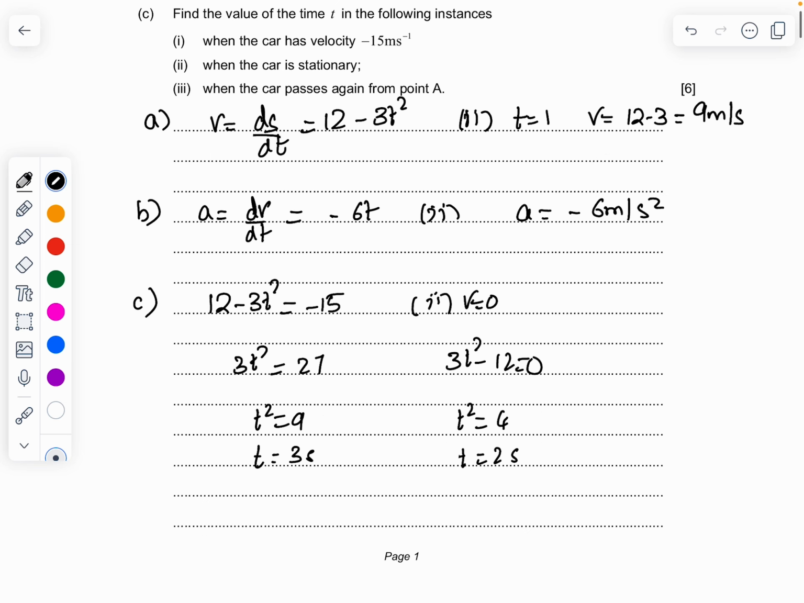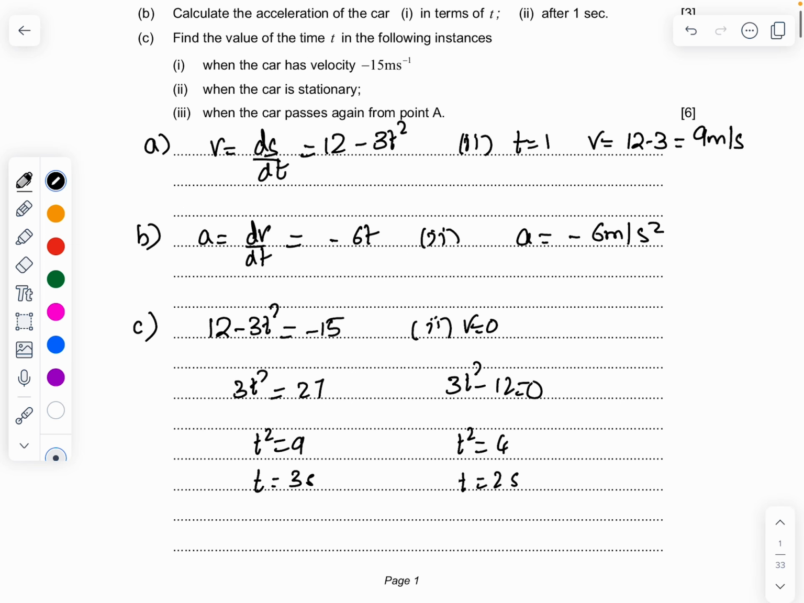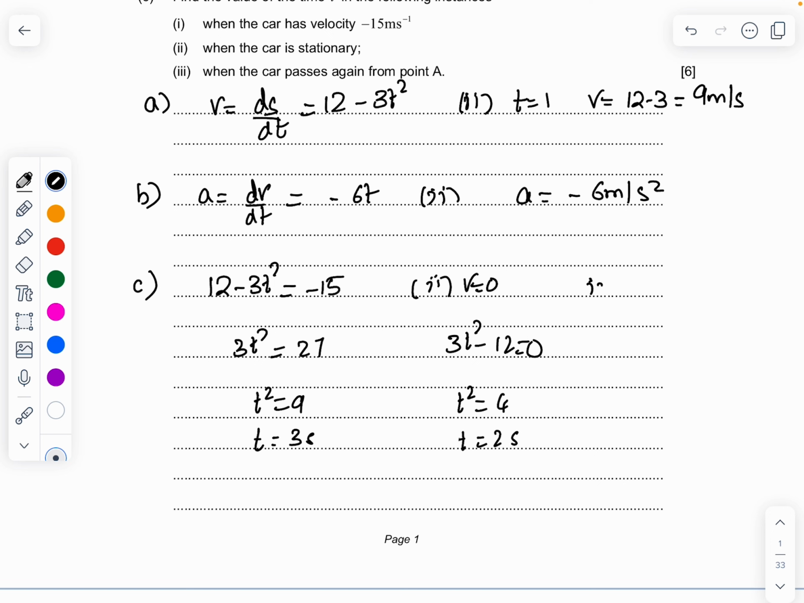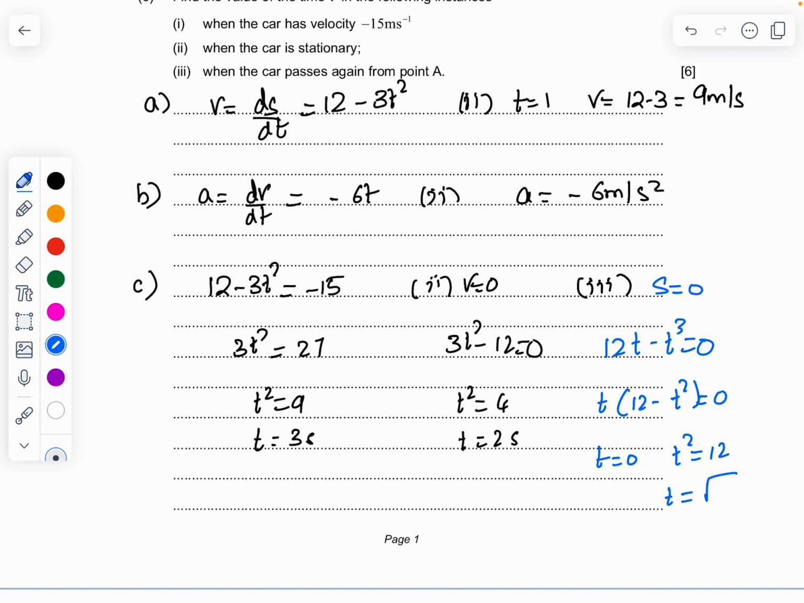When the car passes through point A. Car passes through point A means it has come back to its original position, which means displacement should be equal to 0. 12t minus t cube equals 0. So t common, 12 minus t square should be equal to 0. So either t equals 0 or t square equals 12. So t equals square root of 12, that is 2 root 3 seconds. That's going to be the answer. So at the beginning it is at 0, and again after 2 root 3 seconds it is at 0.